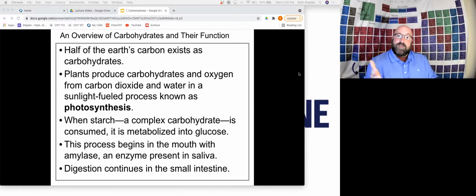When starch, a very complex carbohydrate, is consumed, it ends up being metabolized and broken down into glucose. The whole process begins with an enzyme present in our saliva and then continues through our small intestines. But that's one of the purposes, really, of our entire metabolic process, is being able to convert some of the foods that we eat into glucose, which is a carbohydrate. And then that is used in some of the pathways that we'll talk about later in order to get cellular energy. So the carbohydrates then provide fuel for cells.